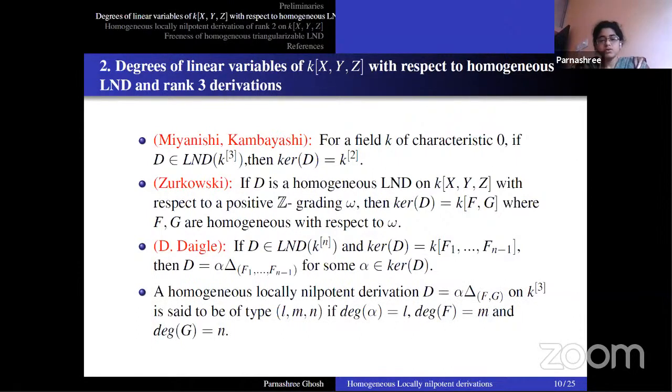Next I define what is called a homogeneous LND of type LMN. By the previous result of Daigle, any locally nilpotent derivation on K3 is of the form alpha delta FG, where the kernel is K[F,G]. Now we say that D is a homogeneous derivation of type LMN if the degree of alpha is L, the degree of F is M, and the degree of G is N. Here these degrees are the polynomial degrees with respect to the standard grading.